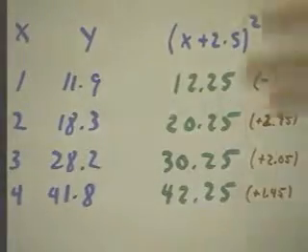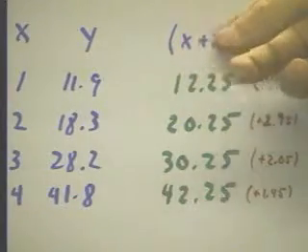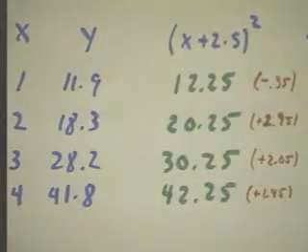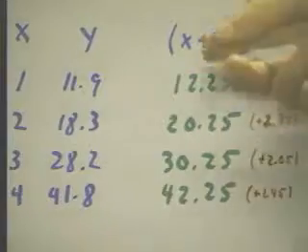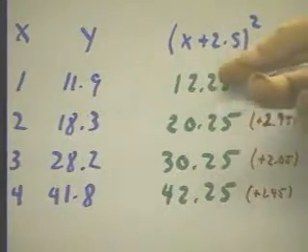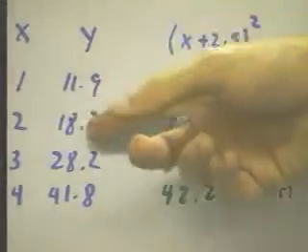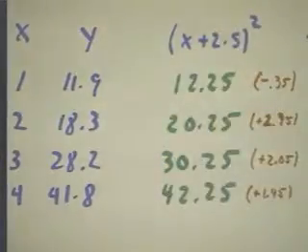Now we compare the two models. Okay, the first model, remember, is (x + 2.5)². If we evaluate this at x equals 1, 2, 3, and 4, we get these values, as you can easily verify. And these values stay pretty close to the values of the function.